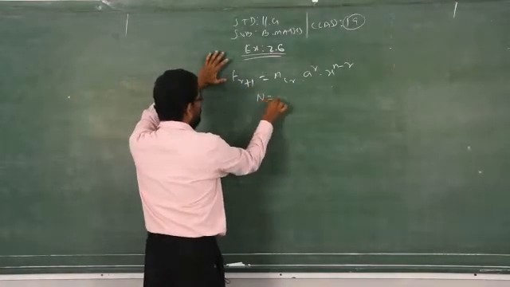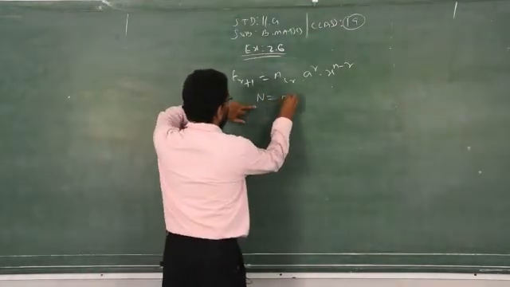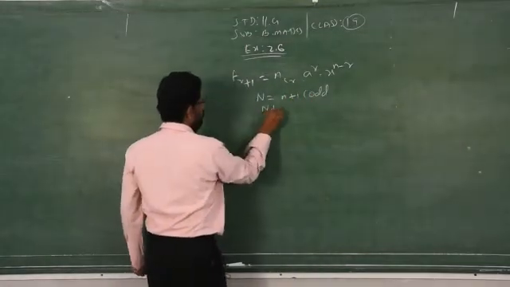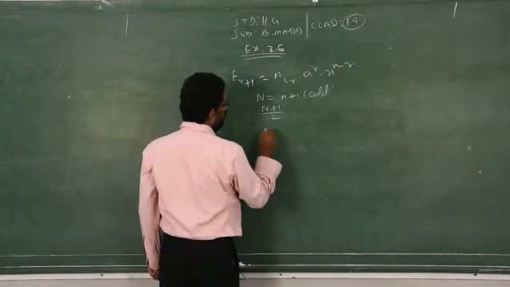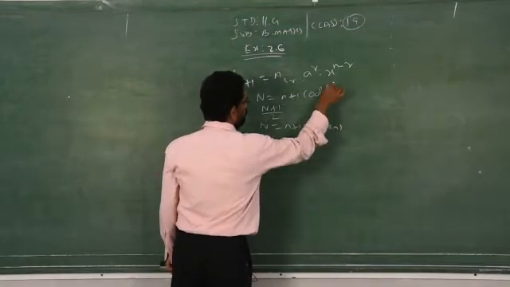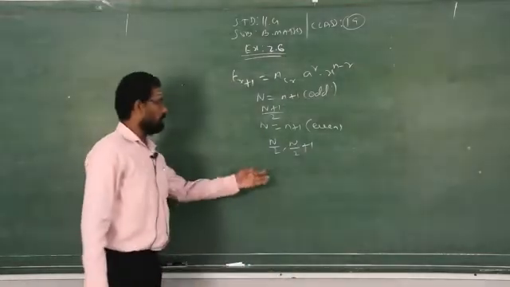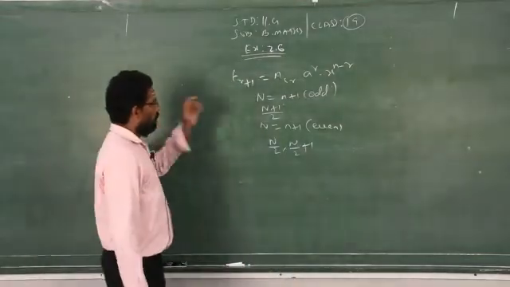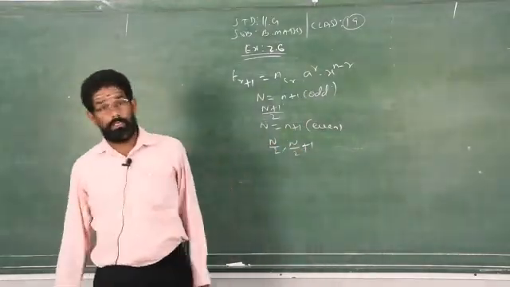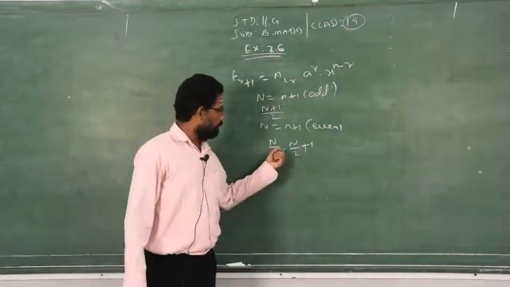To find the middle term, let me recollect the previous problems. If capital N, that is n plus 1, is odd, then you have the term number n plus 1 by 2. If capital N is even, then you have n by 2 and n by 2 plus 1. This is the concept we use to find the middle term depending upon capital N.